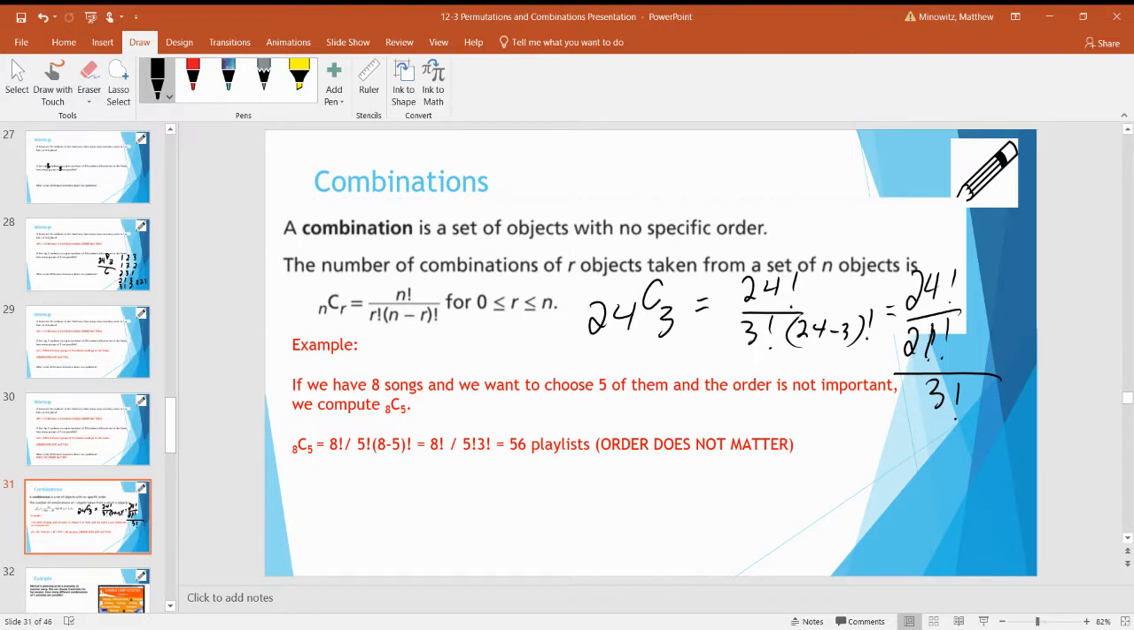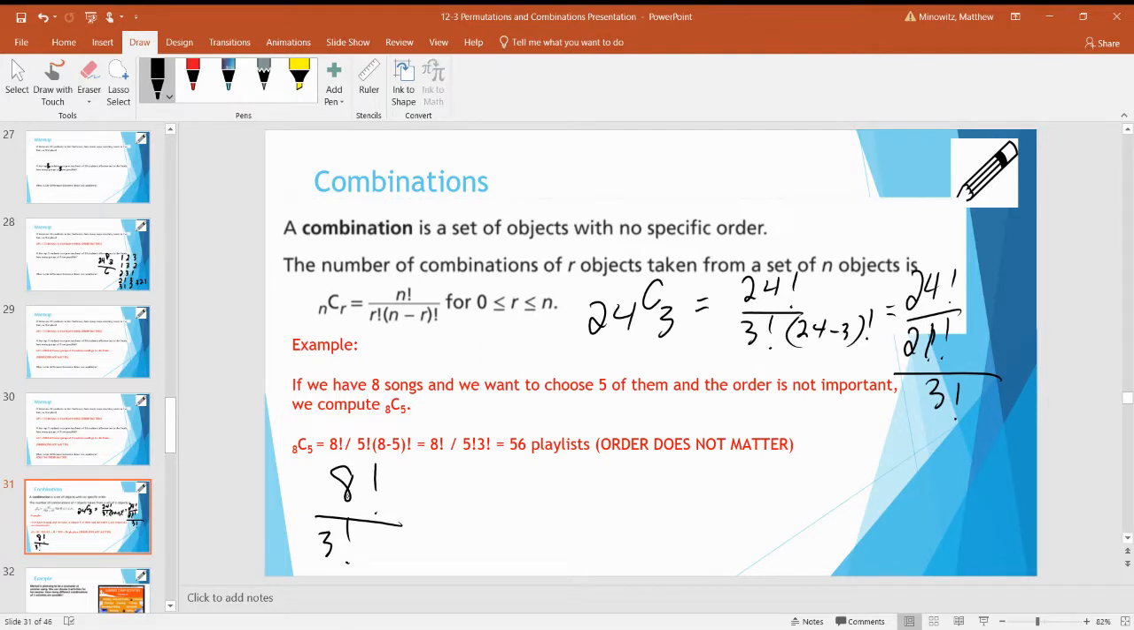Now we also have a button on the calculator that'll do it for us as long as we understand whether order matters or not. So if we have 8 songs and we want to choose 5 to put on a playlist, and order is not important, then we're going to do 8 choose 5, 8C5. And the button for combinations is right next to the button for permutations on your TI-84. Or we can compute it by saying, well, we got the permutations, so 8 factorial over 3 factorial.